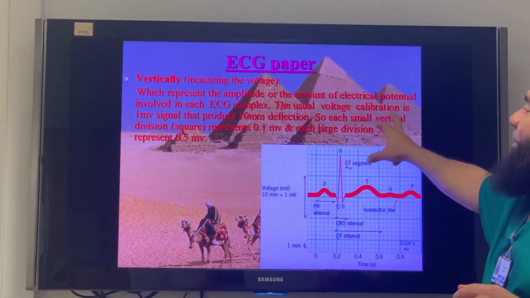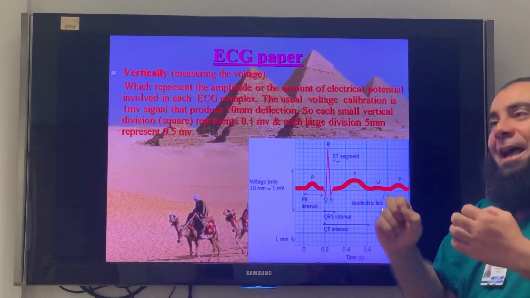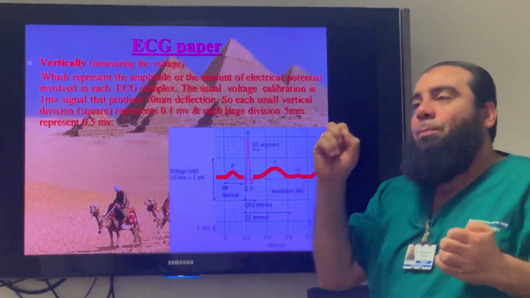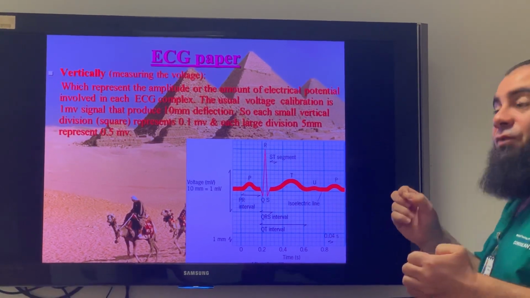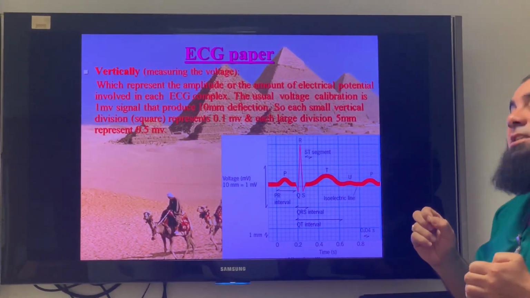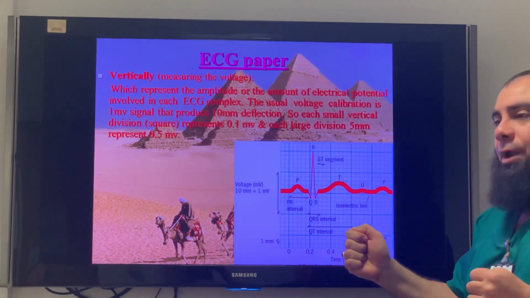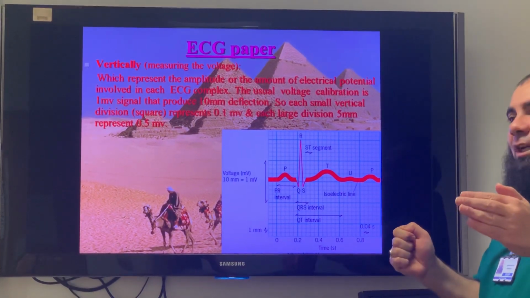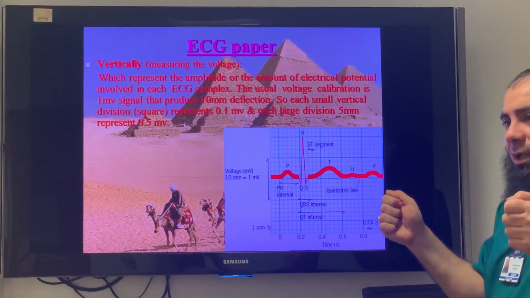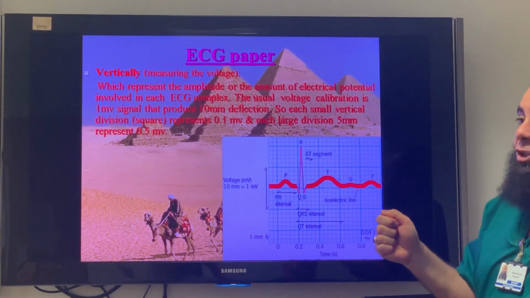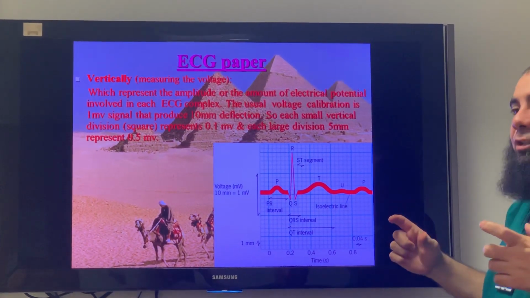The usual voltage calibration is a 1 millivolt signal that produces 10 millimeter deflection, which was actually quoted by James Stone yesterday. Can you remember that? It's very basic. It might be boring, but it's essential. If you don't understand, you might have a wrong one in your hand and you are interpreting a wrong one. He felt something wrong yesterday, and he tried to look here and there, and he found that the calibration was wrong. You must check calibrations in ECG.